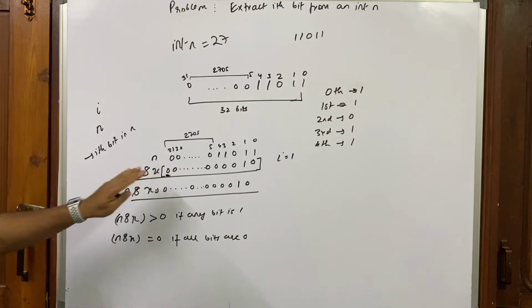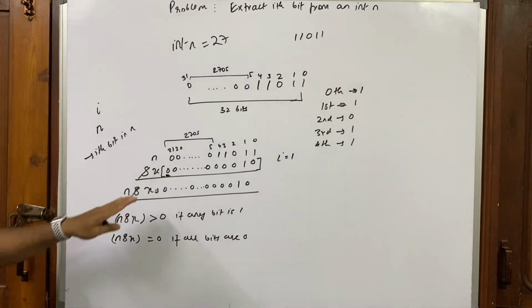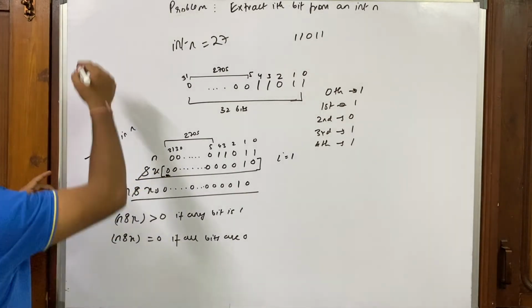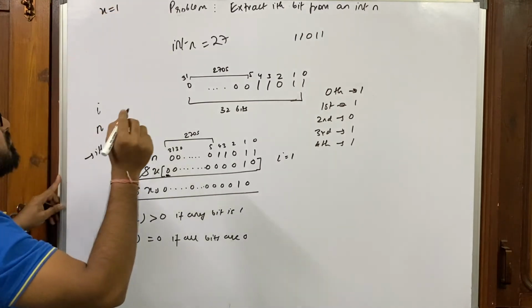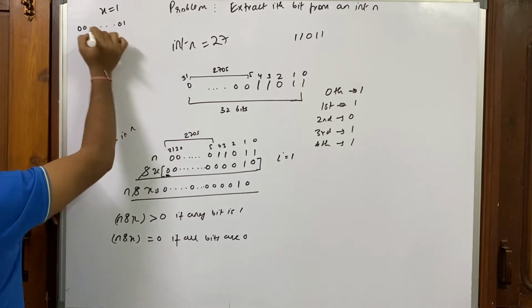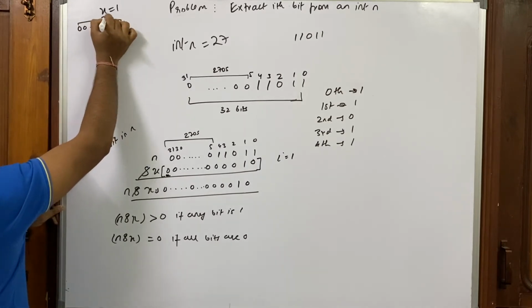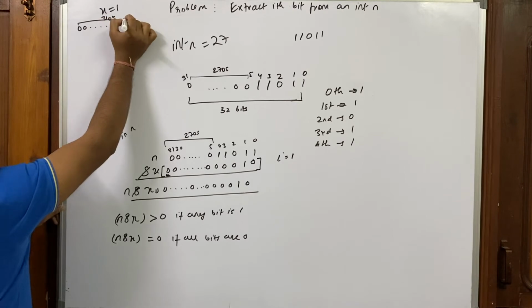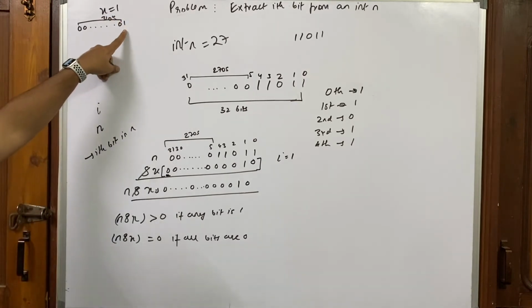So our task is to now construct this value x. So how do we construct this value x? I start with x equal to 1. So x equal to 1 in binary form is going to be all zeros except the last one, which is 1. So these 31 bits are zeros, 31 zeros, and the last bit, that is bit number 0, is 1.